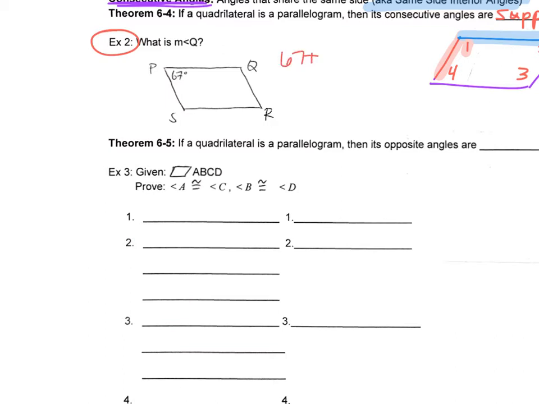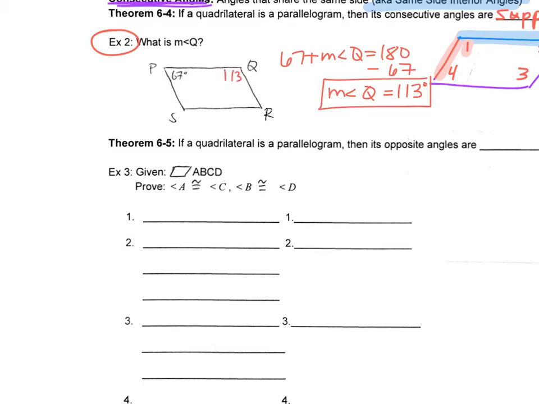Right, 67 plus whatever the measure of angle Q is has to equal 180. They're supplementary, so just take away that 67. That means the measure of angle Q is going to be 113 degrees. Okay, so this would be 113.